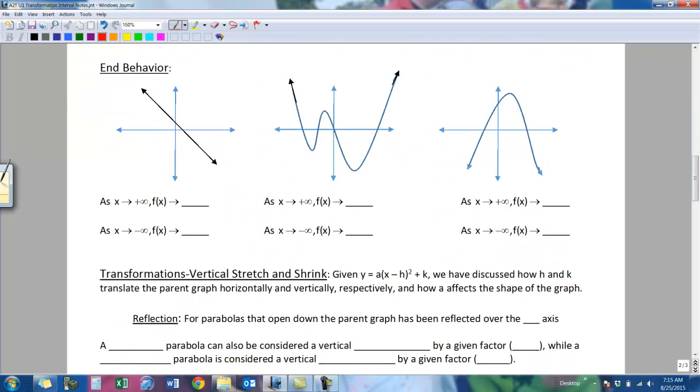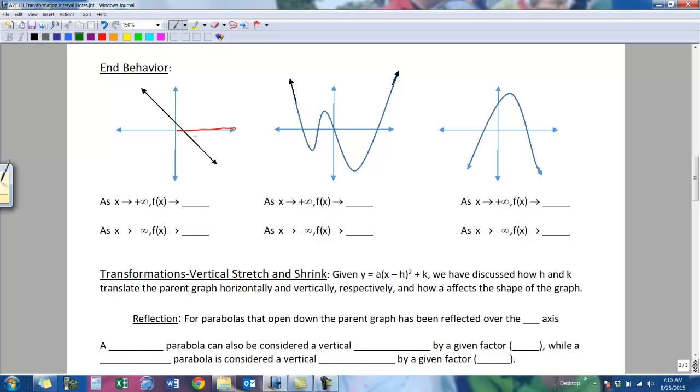All right, page 2. End behavior. End behavior is talking about as we walk along the x-line towards infinity, what is the graph doing? Where is it going in terms of y, in terms of up and down? So let's talk about this first one. This notation says as x approaches positive infinity. As we walk across the positive x-axis, what is the graph doing?